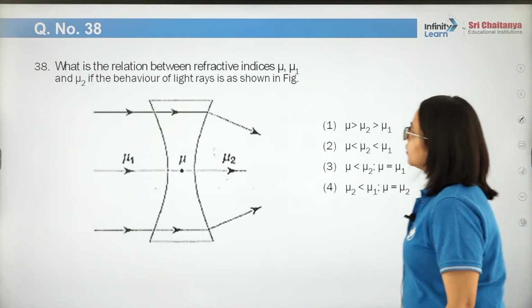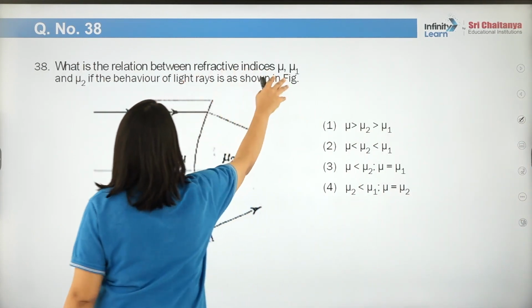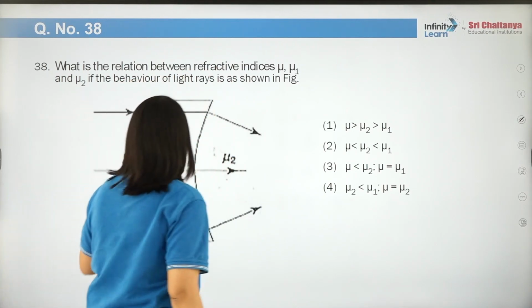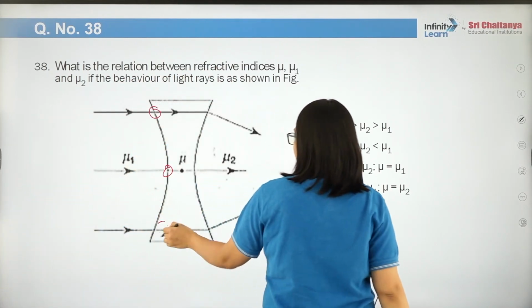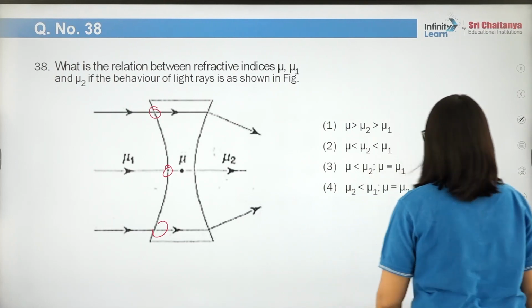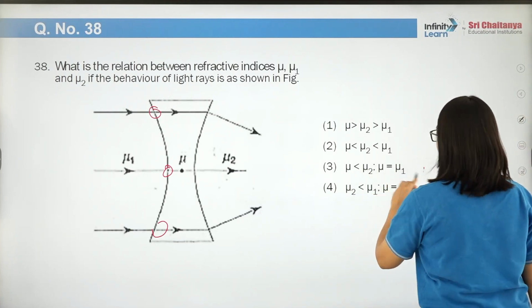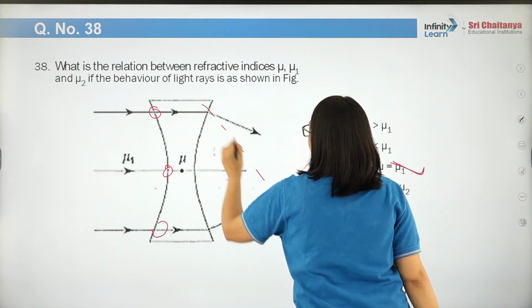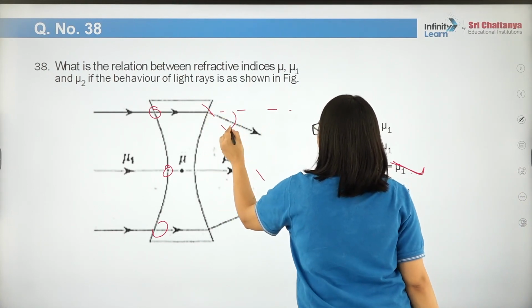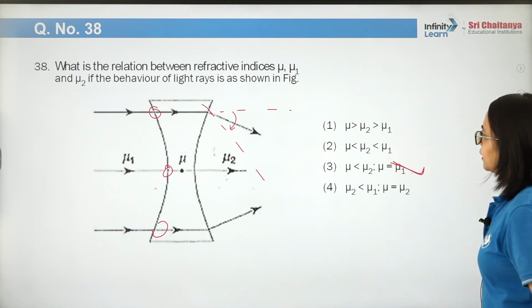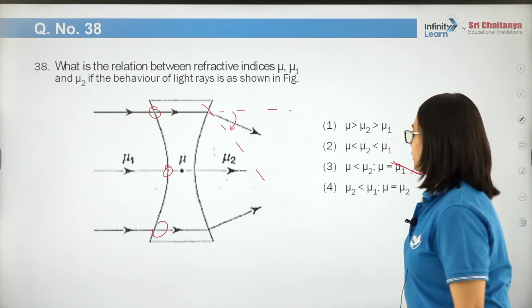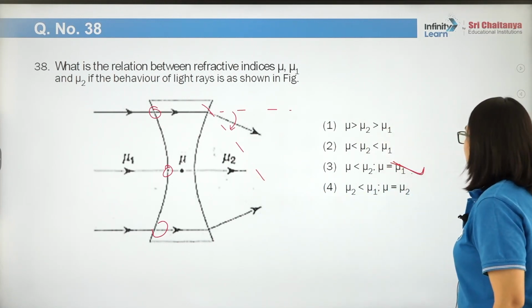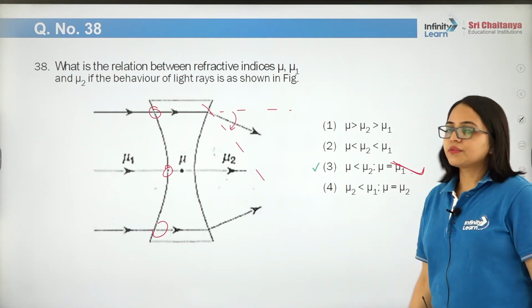Question number 38. What is the relation between the refractive indices over here? So there is no bending of light. Mu1 is equal to mu, right? So first is this one, and in this case this is the normal. So light should go like this, but it is bending towards the normal. That means light is traveling from rarer to denser medium. So mu2 is greater than mu. So the correct answer is option 3.